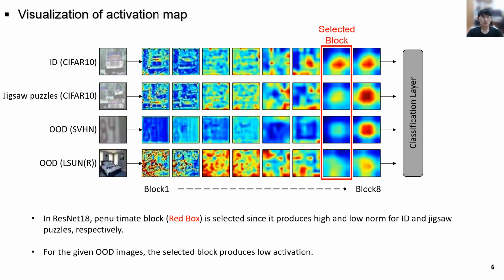Here is a visualization of the activation maps from each block of ResNet 18 trained on CIFAR. In ResNet 18, we observed that the penultimate block, which is indicated by the red box, is selected due to its ability to generate high norm for ID images and low norm for jigsaw puzzles. Additionally, when we input OOD images from SVHN and LSUN resize, we find that they produce deactivated feature maps in the selected block while generating activated feature maps in other blocks.